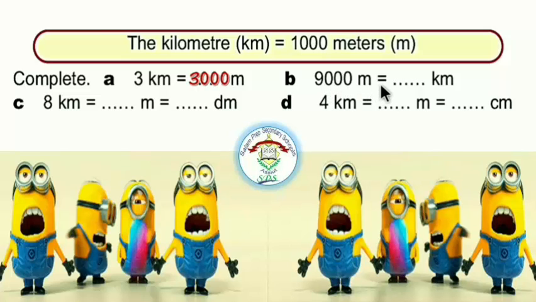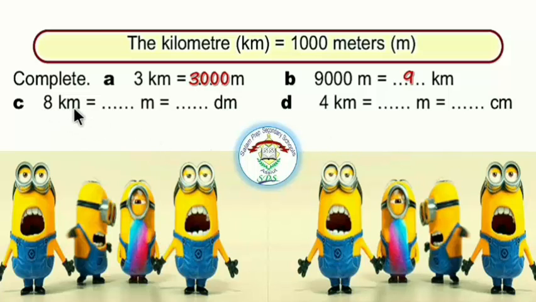9,000 meter equal blank kilometer. We move from the smallest to the greatest, so we will remove zeros. The relation between kilometer and meter is 1000, so we will remove 3 zeros. 9,000 meter equal 9 kilometer. We can also do 9,000 divided by 1,000 equal 9 kilometer.